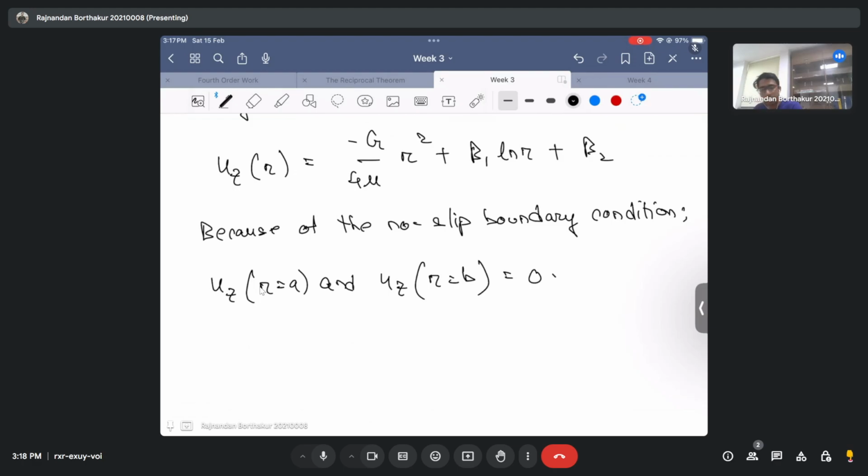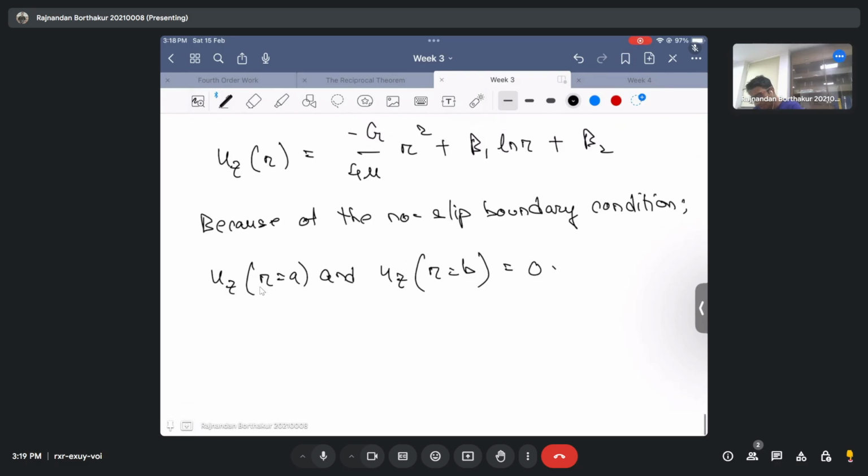Okay, and this is again because the fluid layer adhering to the surface of the cylinder will just have the rotational velocity of the cylinder itself, because of the no slip boundary condition. And that velocity, of course, is in the u theta direction, because the cylinders are rotating in the u theta direction.